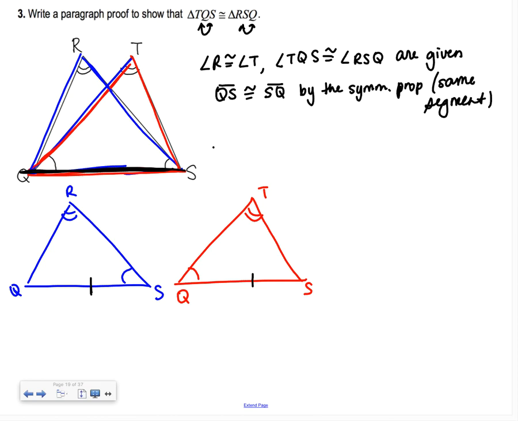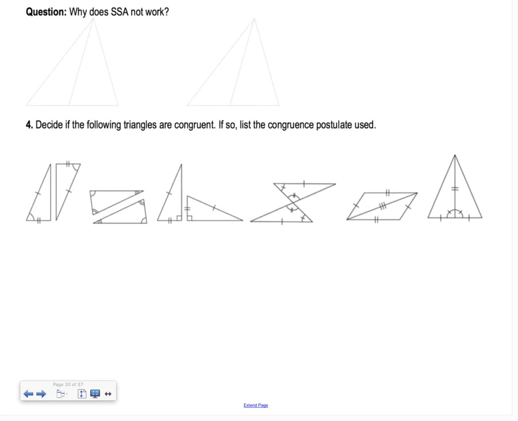All right, and then we have it. So we can say triangle TQS is congruent to triangle RSQ by angle, angle, side. We're done, okay?